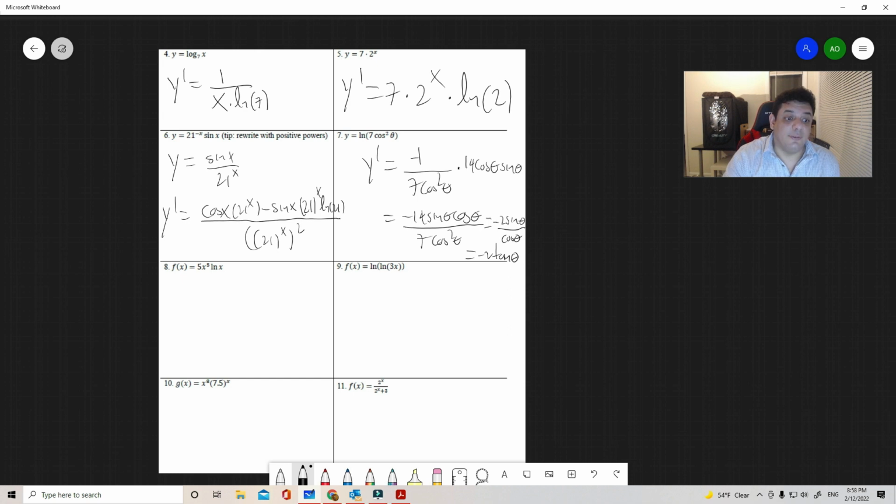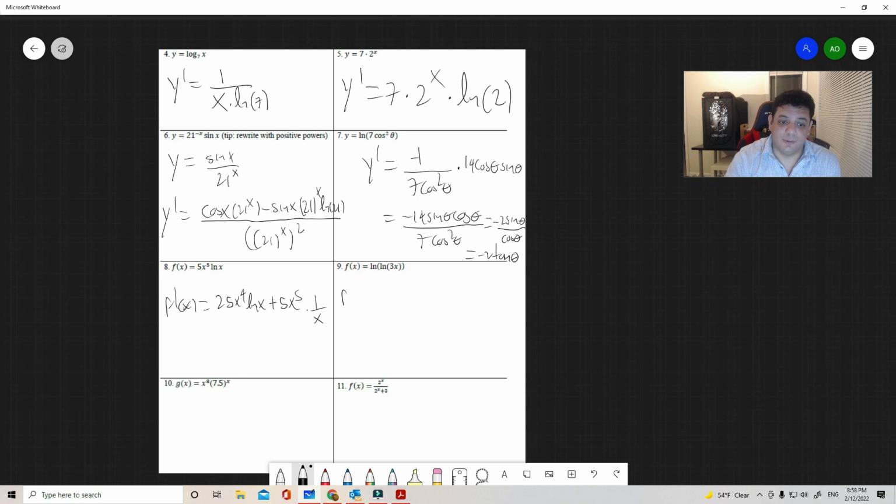Number 8 is 5x to the 5 times log of x. This is essentially a common product rule. So f prime of x is 25x to the 4 log of x plus, and now we're not going to take the derivative of this one, and the derivative of log of x is 1 over x, and we're done.